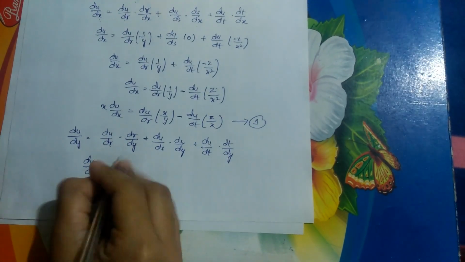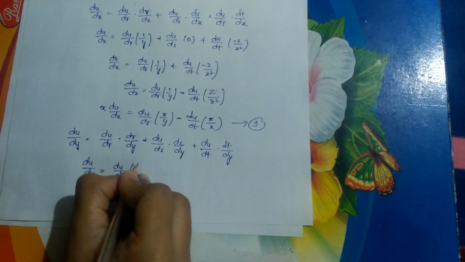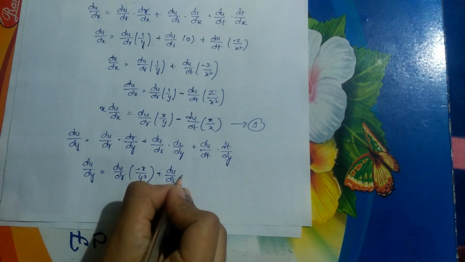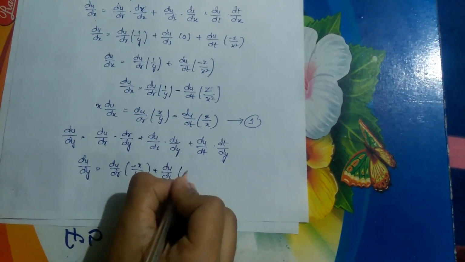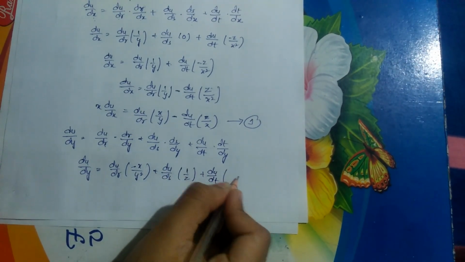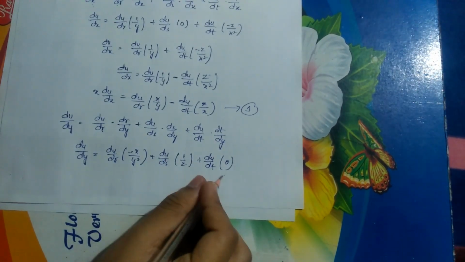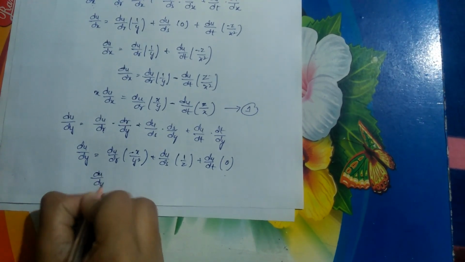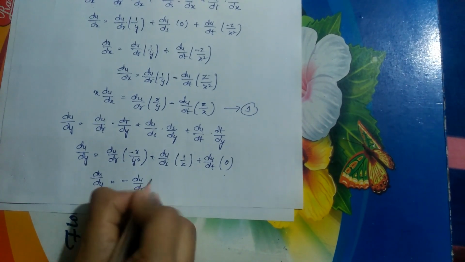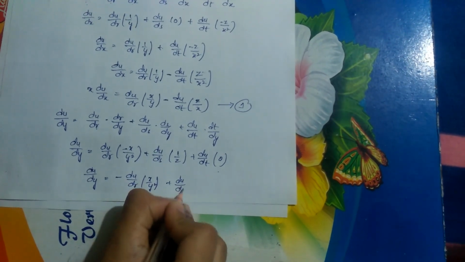∂u/∂y equals ∂u/∂r times ∂r/∂y, which is minus x by y square, plus ∂u/∂s into ∂s/∂y, we got it as 1 by z, plus ∂u/∂t into ∂t/∂y, we got it as 0. So this term becomes 0, and finally we get ∂u/∂y equals, when the minus comes outside, minus ∂u/∂r into x by y square plus ∂u/∂s into 1 by z.